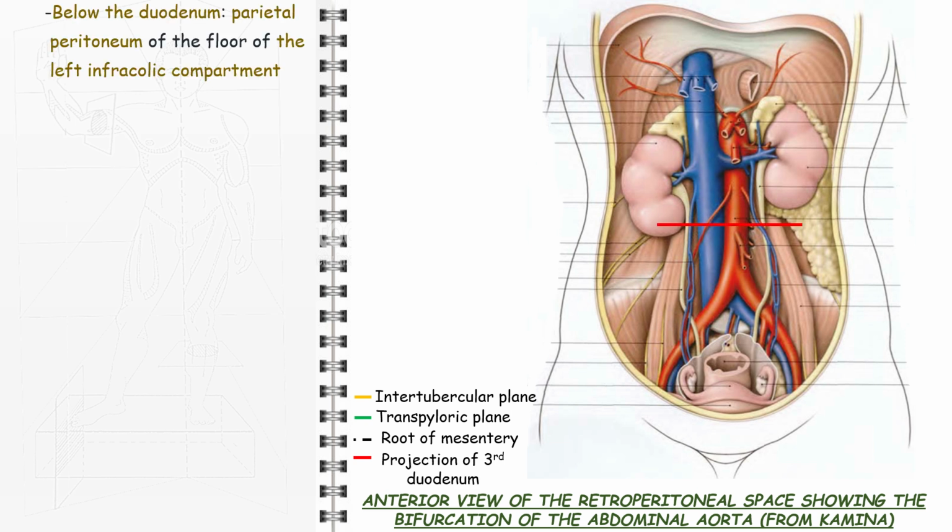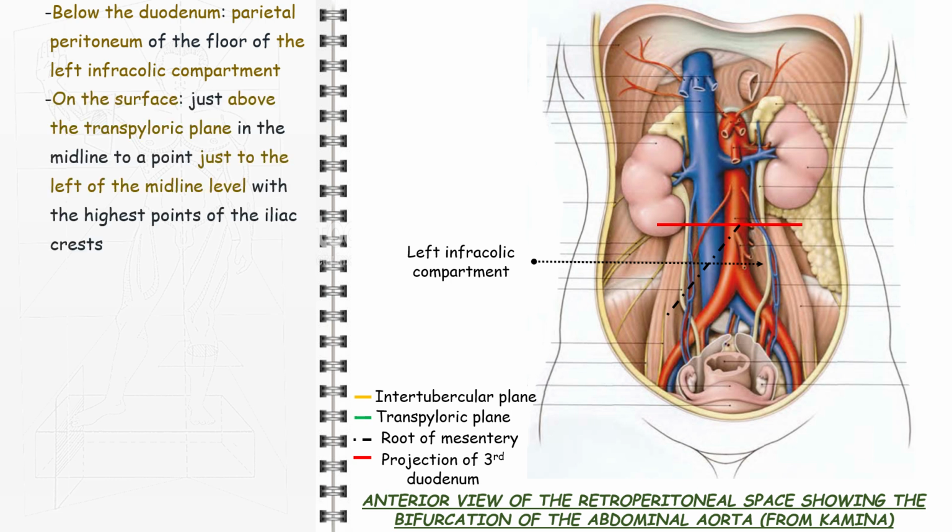The surface marking of the abdominal aorta is from just above the transpyloric plane in the midline to a point just to the left of the midline level with the highest points of the iliac crests. The pulsation of the aorta can usually be felt, and in thin people who are lying down, often seen in the epigastrium or umbilical regions.